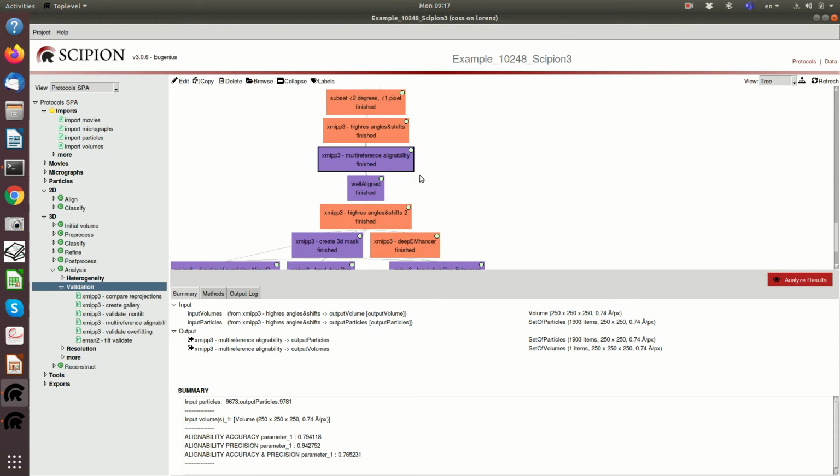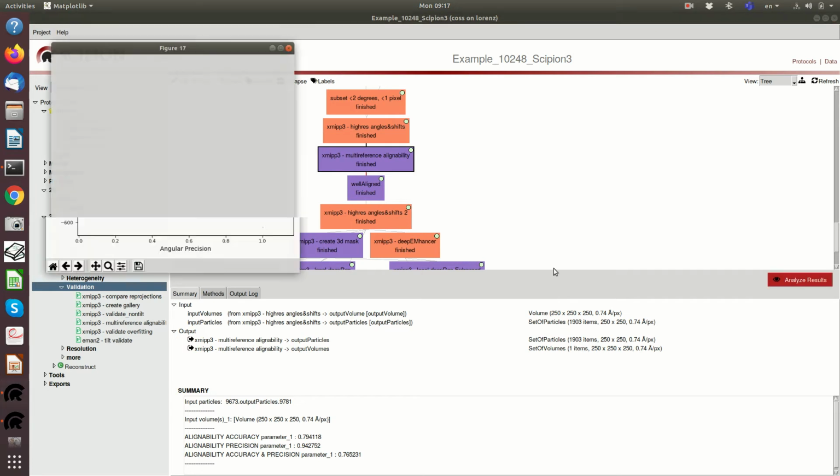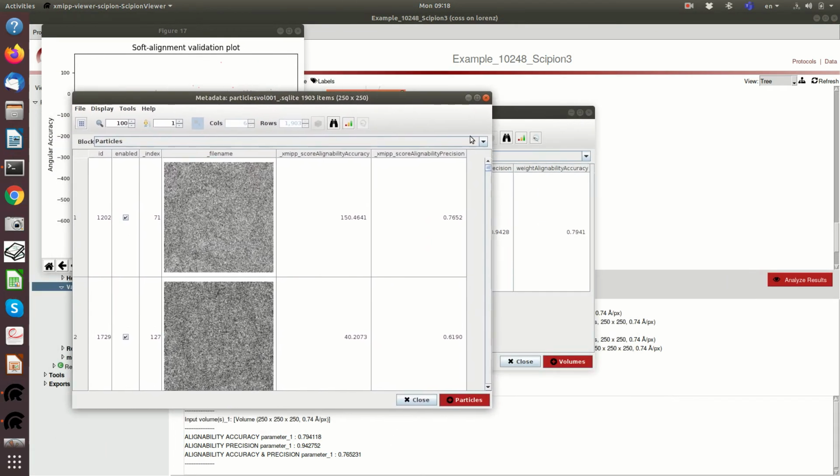So the first one is this multi-reference alignability. This one takes a set of particles, a volume that it wants to compare them to, and then the symmetry group, and the remaining parameters normally you don't have to touch. Okay, so the output of this is a plot like this one.